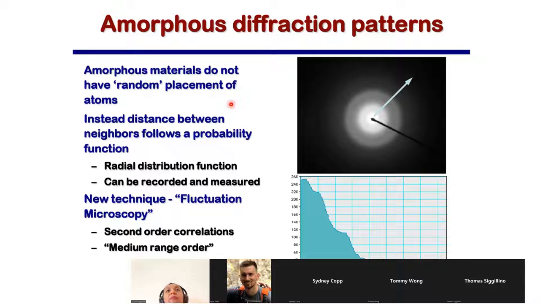Now, this is another diffraction pattern that is very commonly observed. What we see here is an amorphous diffraction pattern. Why do we see this blob of light? Because everything is getting diffracted in all directions. There is no order at all. In polycrystals, we still have an order, right? In amorphous, there is no immediate order, though there could be long range order present. That's why we see this clear light, that the majority of the light is present like this, and there is no exact pattern. So the slide says, amorphous materials do not have random placement of atoms. Instead, the distance between neighbors follows a probability function, a radial distribution function, which can be recorded and measured.